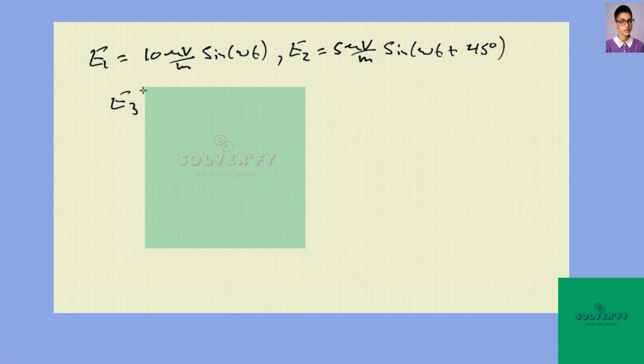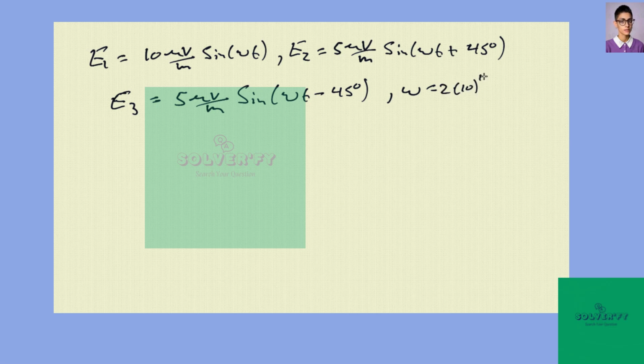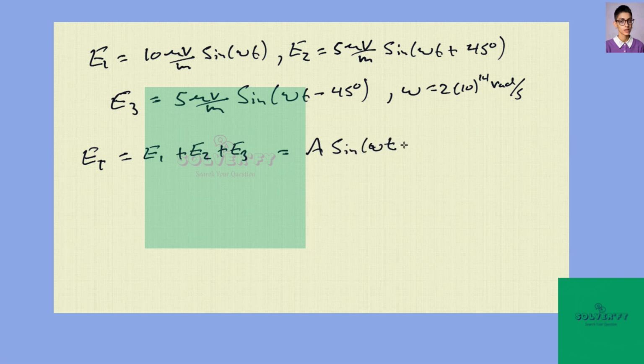And the third electric field has an equation of 5 microvolts per meter times sine of omega t minus a phase of 45 degrees. And we're told that omega is 2 times 10 to the 14 radians per second. And what we want to know is what is the equivalent electric field, call it E total, which is just the sum of the three waves, of the three electric fields. And we want this to be in the form of A times sine of omega t plus some phase.